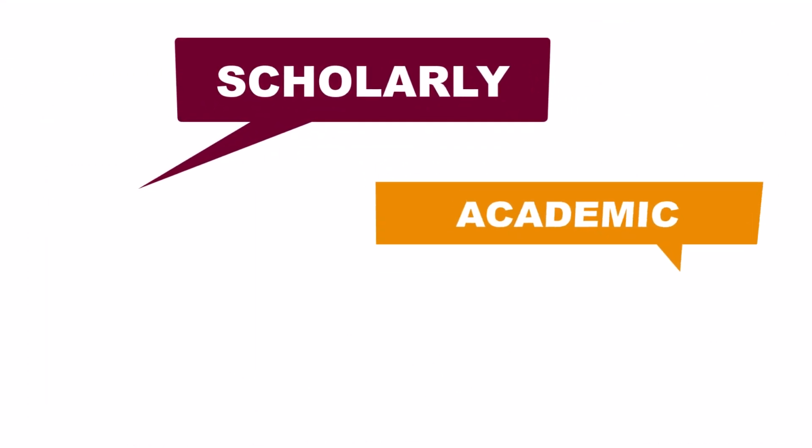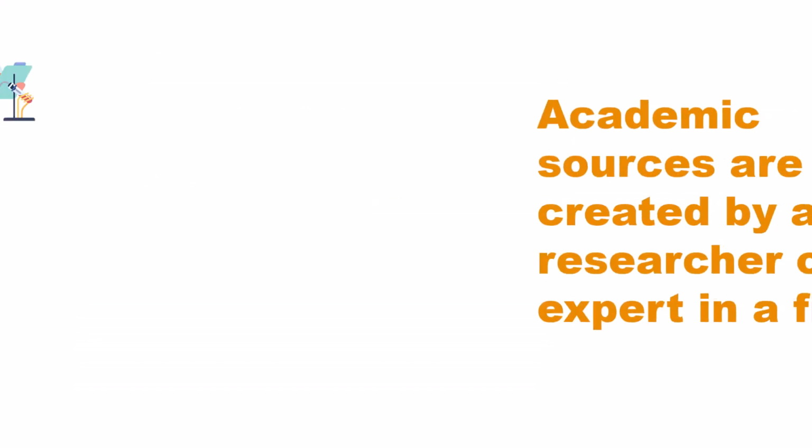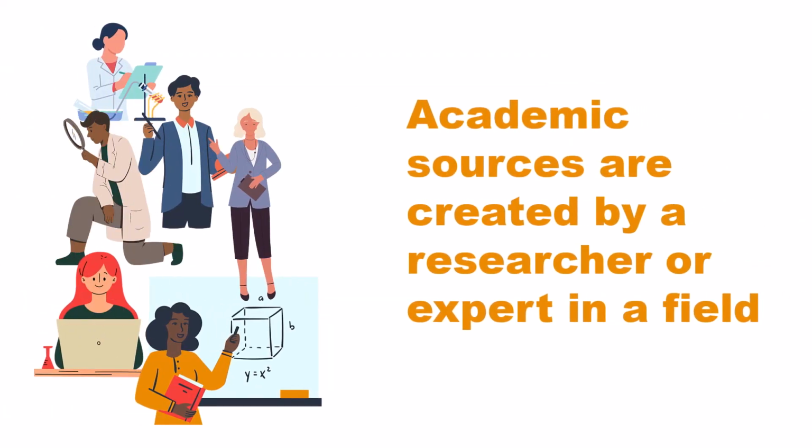Sometimes we use the terms scholarly or academic or peer-reviewed to describe the type of academic information that you can find in research databases. These descriptions all mean that the work has been produced by a researcher or other experts in the field. Peer-reviewed sources have been vetted by other experts in the field before publication.